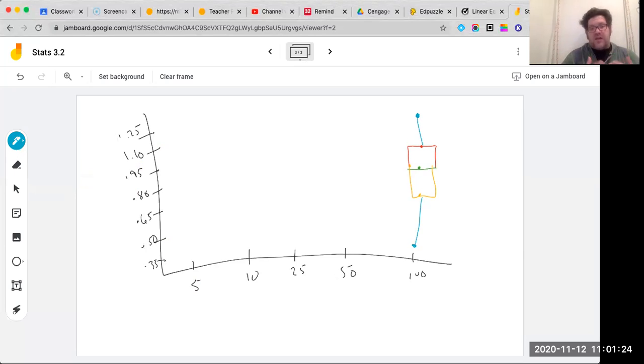And then I would do the same thing for 50, 25, 10, and 5. And this will probably look a lot better if you do it on actual paper instead of this.